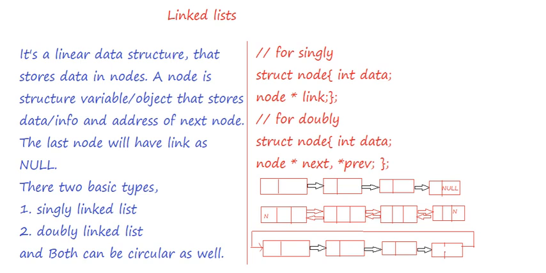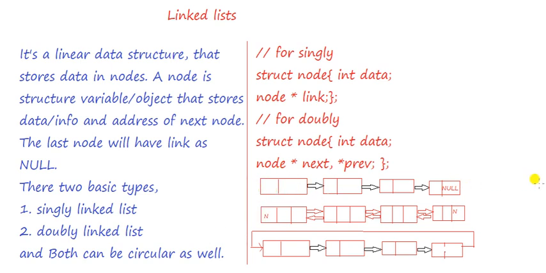So based on the link, if you find in a node the address of only one node, the next node, then it will be a singly linked list. If you have in a node the address of next and the address of the previous node as well, then it will become a doubly linked list. So basically these are the two types, the singly linked list and the doubly linked list. And you have broadly non-circular linked list and circular linked list.